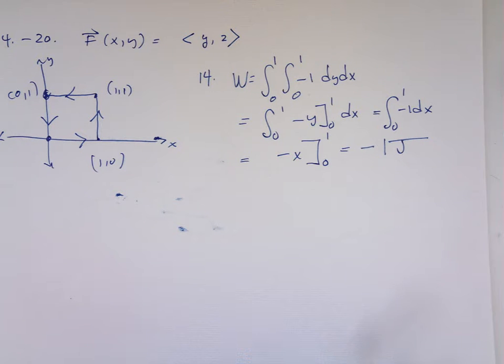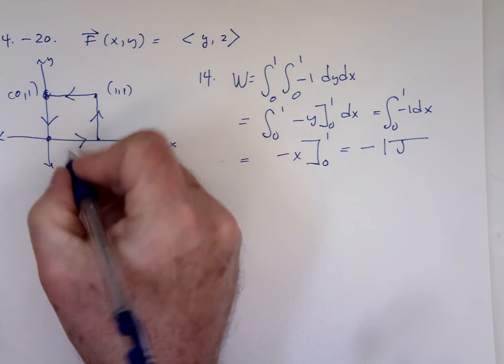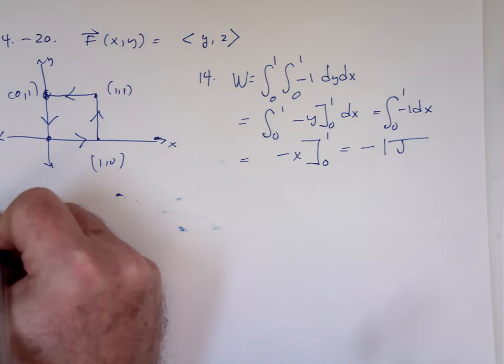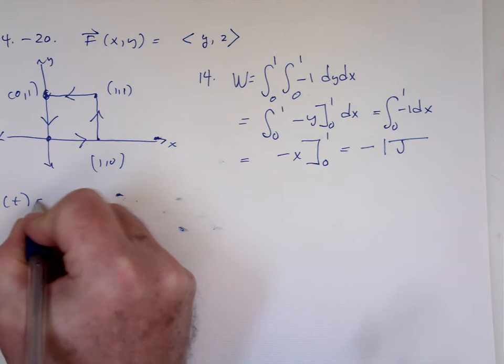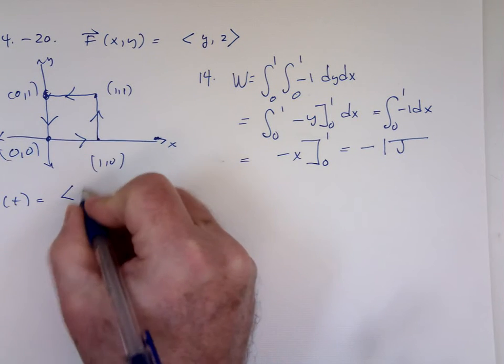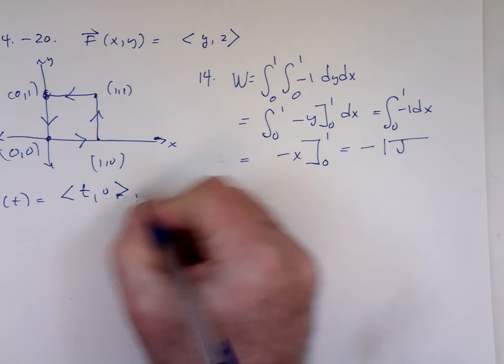All right, now we're going to do one edge at a time. So, first one, r1 of t. We're going from 0, 0 to 1, 0. It'll be t, 0, as t goes from 0 to 1.